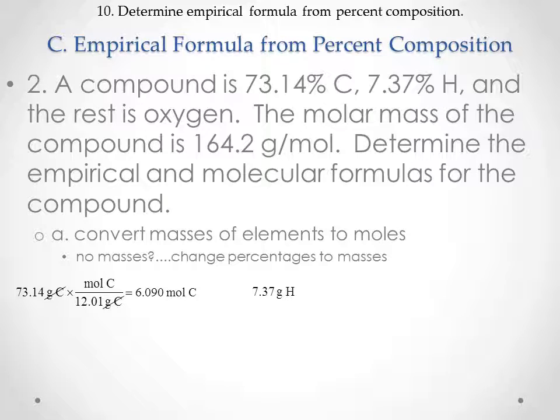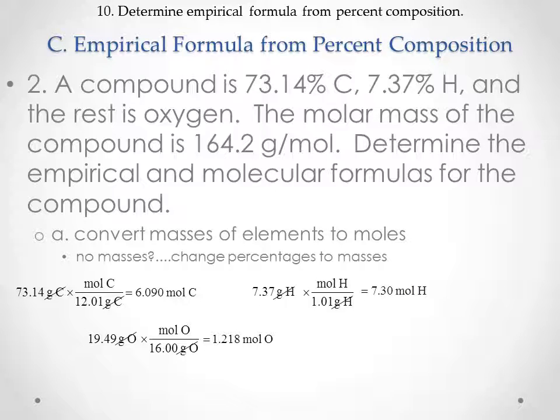7.37 grams of hydrogen, convert that into moles, again using the molar mass, that would give you 7.30. And then for oxygen, notice I get my oxygen, the 19.49 grams. That would be the difference between 100 and what we already have, the 73.14 and the 7.37. That's how I get my 19.49. Convert that into moles, and that gives us 1.218 moles of oxygen.